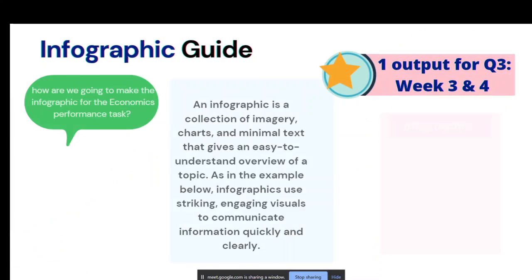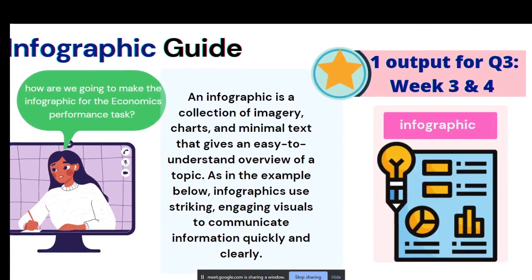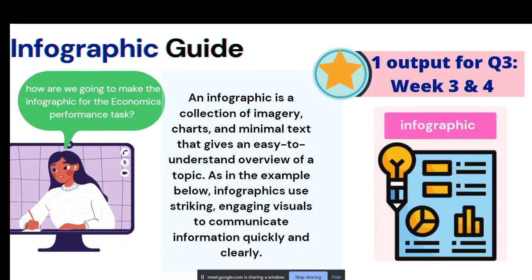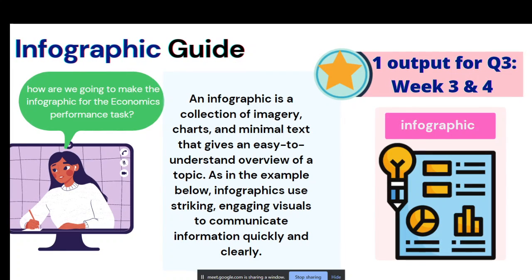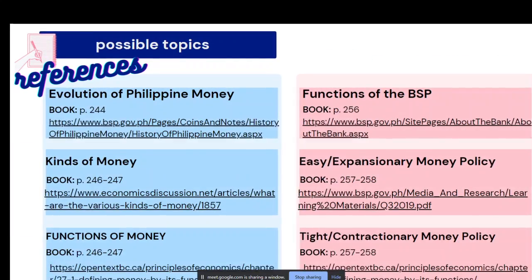When we're talking about an infographic, basically this is a collection of images, charts, and text that gives an easy to understand overview of the topic. So the infographic must be able to be striking, to engage visuals, as well as to communicate information clearly and quickly. You could choose our topics in monetary policy for this one.